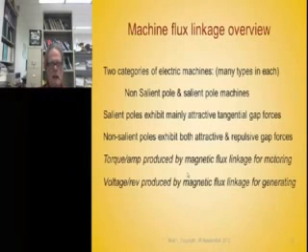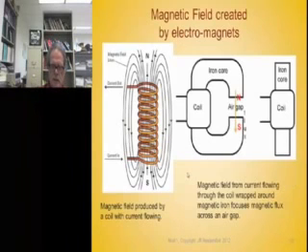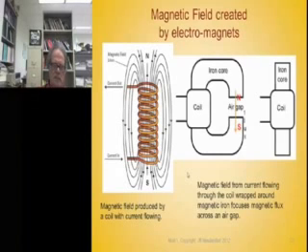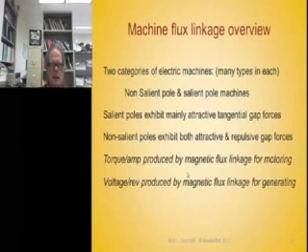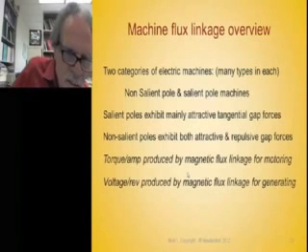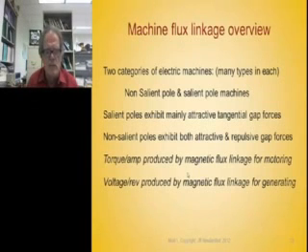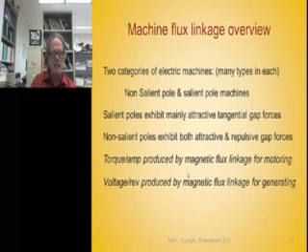So let's review the magnetic flux linkage that comes from this generation of the magnetic flux, and let's see how that relates to motors. There's two categories of electric motors. There's non-salient pole and salient pole machines. Those are the only two categories there are.